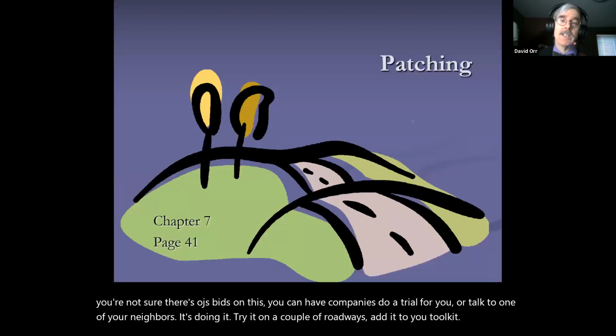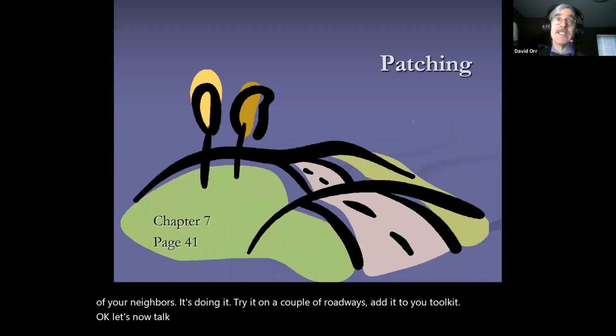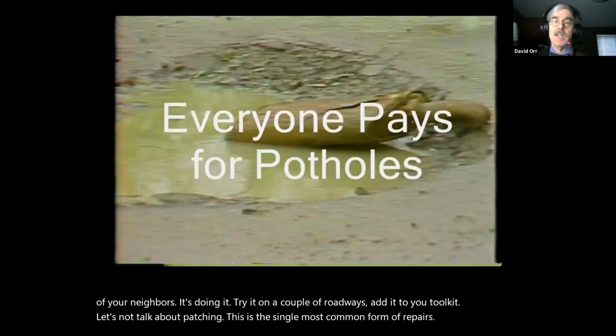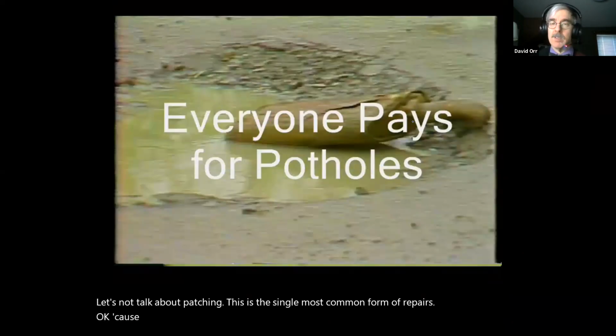Okay. Let's now talk about patching. This is the single most common form of repairs. Okay. Because everyone pays for potholes. We know that. Okay. So why do we patch?